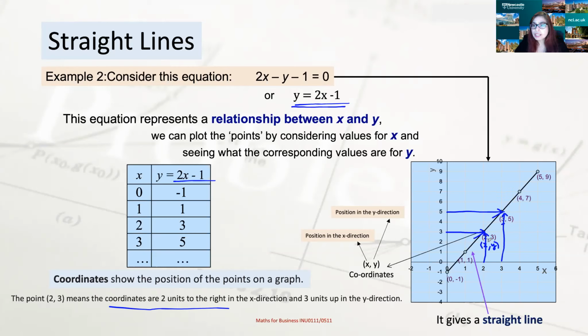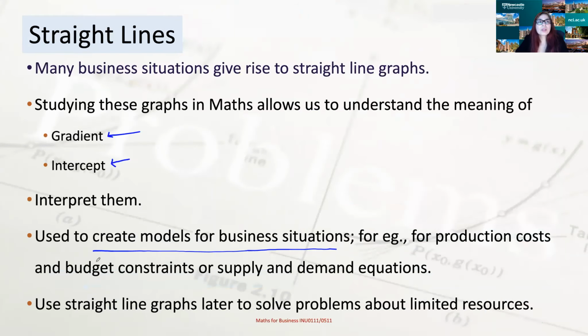So for example, I'm just repeating it again, (2, 3) simply means that the coordinates are 2 units to the right in the x direction and 3 units up in the y direction. Very, very important that you understand that, especially when we are doing statistics, which you're going to do in the next semester, yeah? Okay.